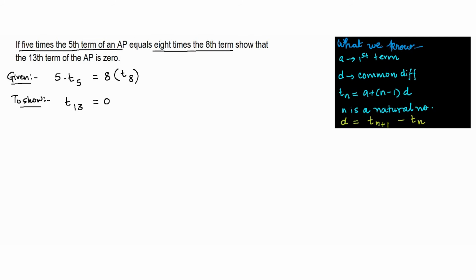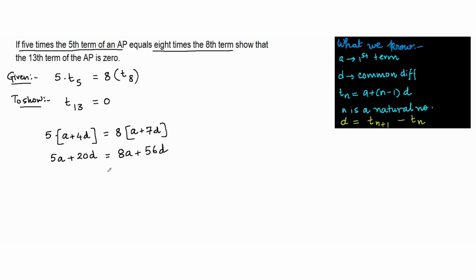So now let us frame the equation based on what is given. It's given that 5 times the fifth term. So 5 times, how can I express the fifth term? I can write the fifth term as a plus 4d is equal to 8 times the 8th term, that is 8 times a plus 7d, right? And now I can definitely open the bracket. So 5 into a becomes 5a plus 5 into 4d becomes 20d is equal to 8 into a is 8a and 8 into 7d is 56d, right?